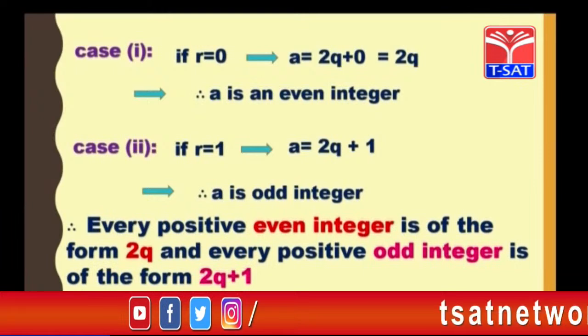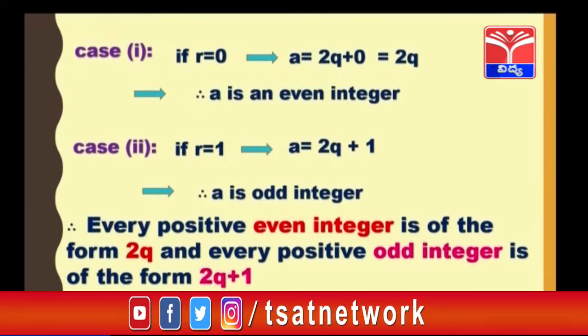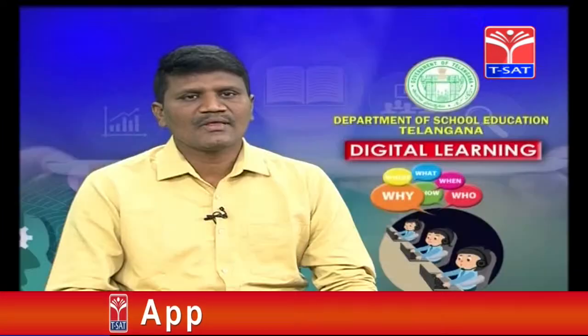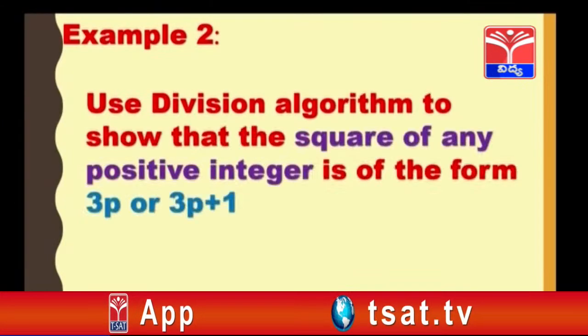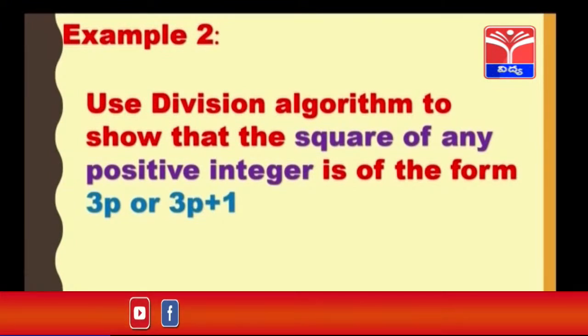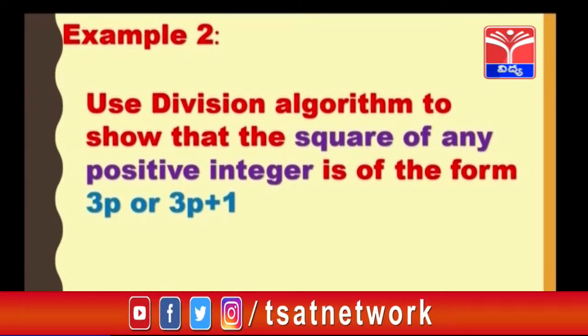So this is the one example which we have seen. Let us see one more type of example, example 2. Use division algorithm to show that the square of any positive integer is of the form 3p or 3p plus 1. Just observe the question, use division algorithm.